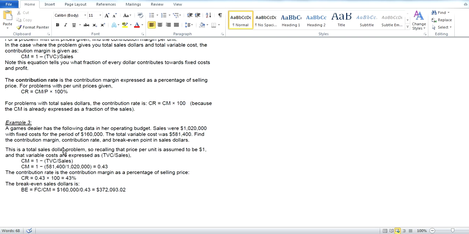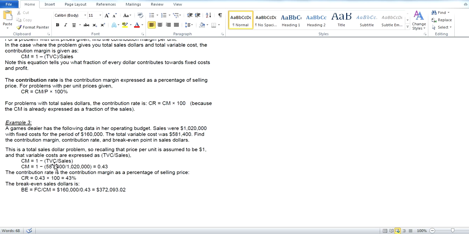This is a total sales dollar problem, so recalling that price per unit is assumed to be $1, and that the variable costs are expressed as total variable cost divided by sales. So our contribution margin is 1 minus total variable cost divided by sales. So it's 581,400 divided by 1,020,000, which would be probably 0.57.